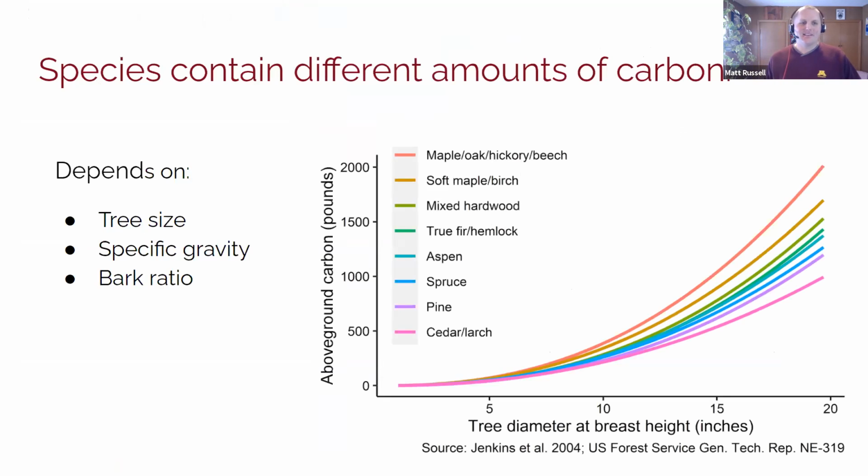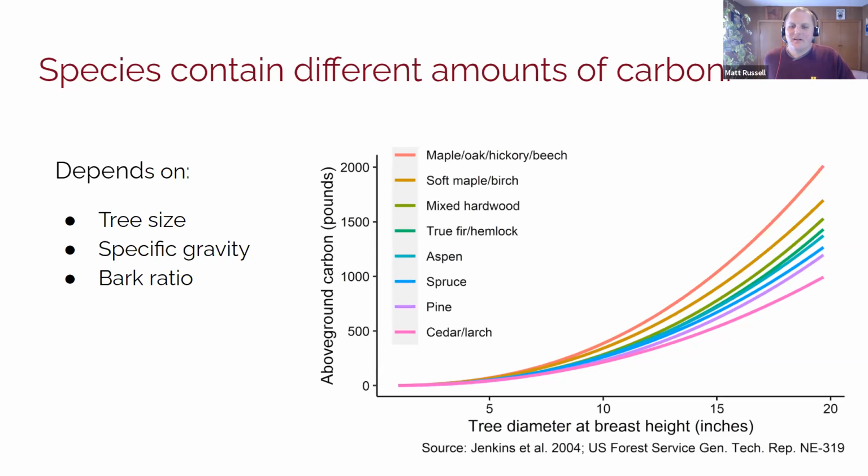So this goes back to the question about shade tolerance and about carbon sequestration, but species contain different amounts of carbon. And so this really depends on their size. Certainly the larger the tree, the taller, the bigger, the more carbon it will have. It depends on the specific gravity. So what about the specific nature of the wood properties? And it depends on the bark ratio.